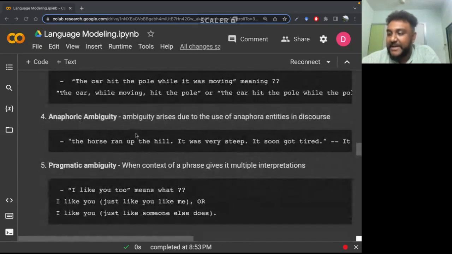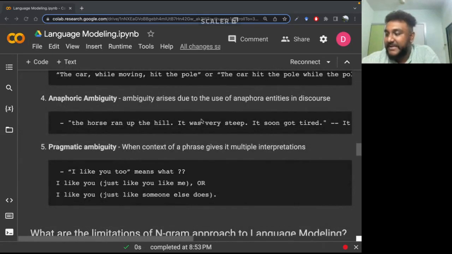Then we have anaphoric ambiguities, where we have: the horse ran up the hill, it was very steep, it soon got tired. So the word "it" over here in this sentence refers to the hill, but the "it" word over here refers to the horse, right? Can you guys tell me, if I'm using a trigram model for this and I stop over here, "it was", right? If I stop here, "it was". Do you think a trigram model can figure out what it should fill in over here, right? Can a trigram model figure out whether I should talk about the hill or the horse? What do you guys think? It cannot, right? So this is what I mean by long range contextual dependencies.